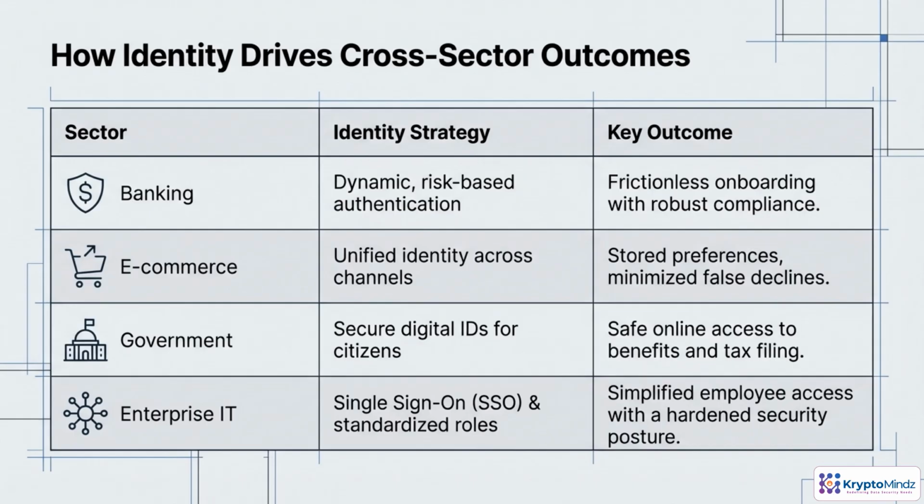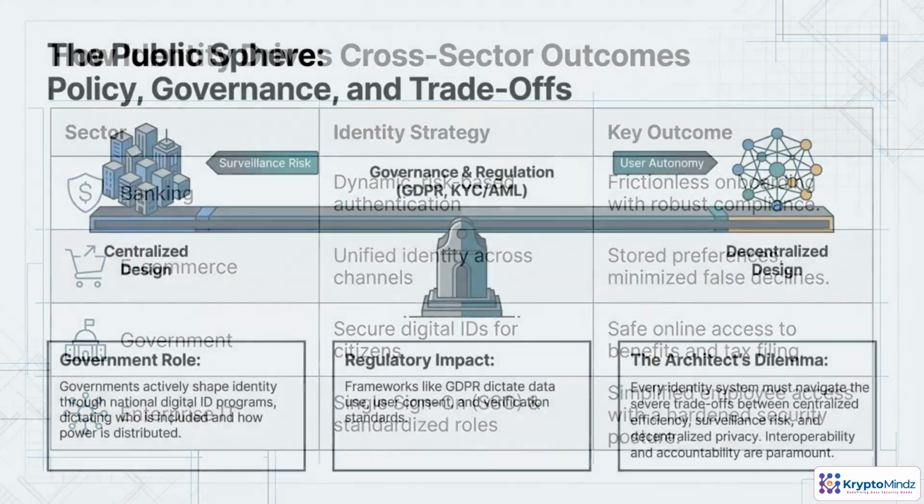You can see this play out across sectors. In banking, risk-based authentication lets you say yes to good customers faster while still meeting regulations. In e-commerce, a unified identity reduces checkout friction and cuts false declines that cost revenue. Government digital IDs unlock secure self-service at scale. And in enterprises, SSO and clear roles shrink help desk load while tightening security. Identity is never just a login feature. It directly shapes business outcomes.